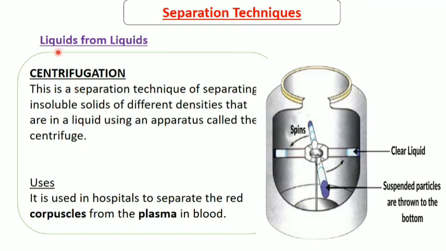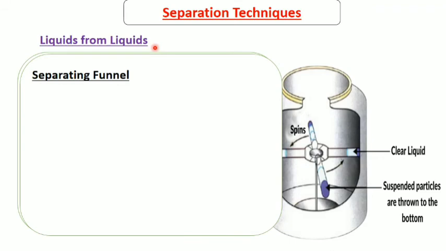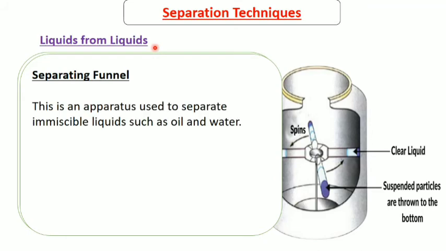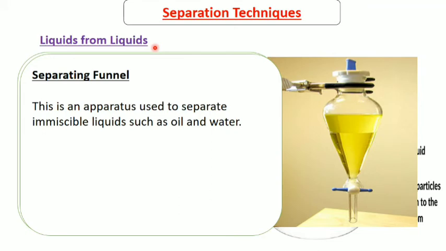Next, we're going to look at how to separate liquids from liquids. We're talking about immiscible liquids first. We use an apparatus called a separating funnel to separate immiscible liquids, such as oil and water. This is how a separating funnel looks like. Just put your mixture in the separating funnel. Since the immiscible liquids have different densities, and as we know immiscible liquids tend to form two layers, they are going to form layers.